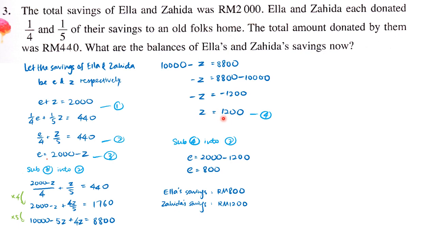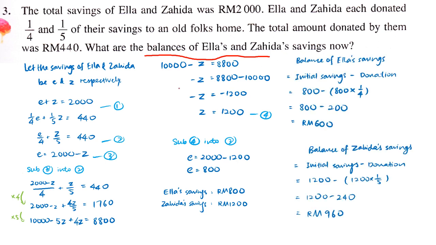So 4, which is z, equals to 1,200, which is also equals to the z over here. So e equals to 2,000 minus 1,200, and I'll get that e equals to this. So this is Ella's savings, and this is Zahida's savings. We are also still not done yet with the question, because we are told to find the balance of Ella's and Zahida's savings. The balance means 剩下多少.